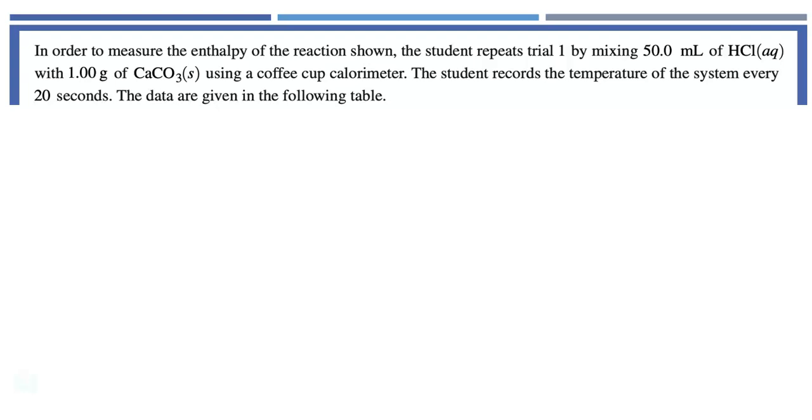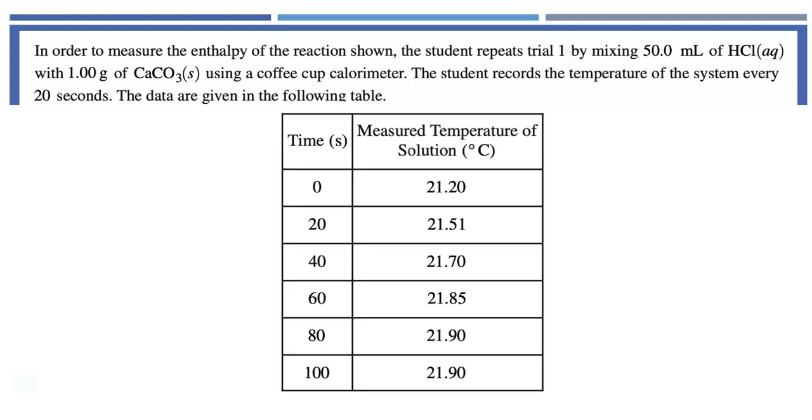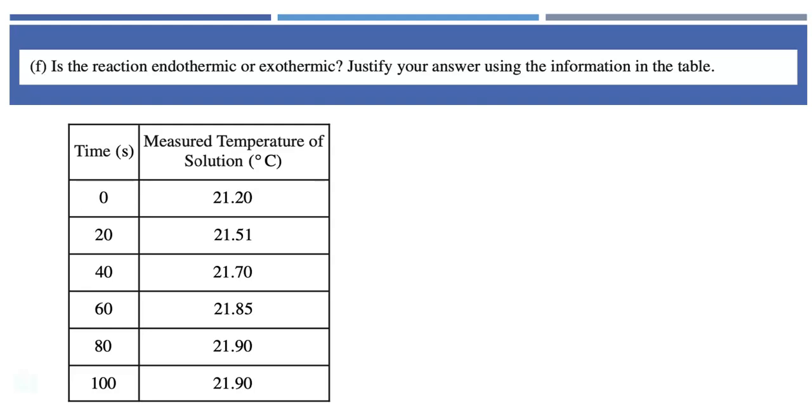All right, the problem goes on. This is a big kitchen sink problem. In order to measure the enthalpy of the reaction shown, the student repeats trial 1 by mixing 50 milliliters of hydrochloric acid with 1 gram of calcium carbonate using a coffee cup calorimeter. The student records the temperature of the system every 20 seconds, and the data are given in the following table. Okay, so 100 seconds worth of data and measuring the temperature, and I see it goes from 21.20 up to 21.90, and then it levels off. Part F asks, is this reaction endothermic or exothermic?